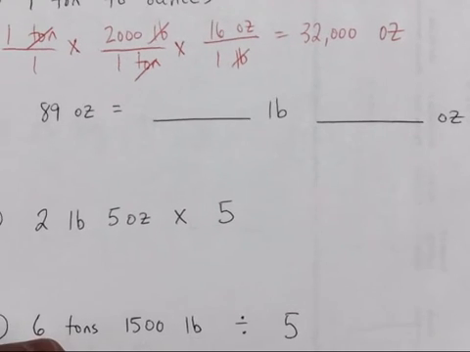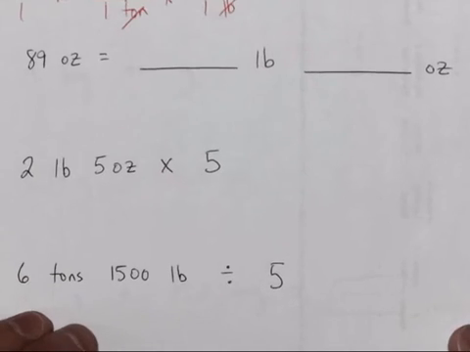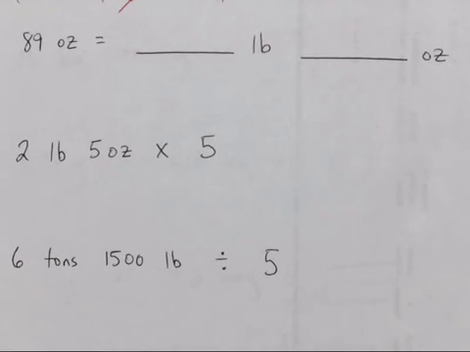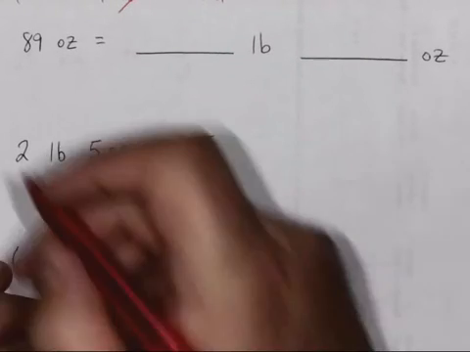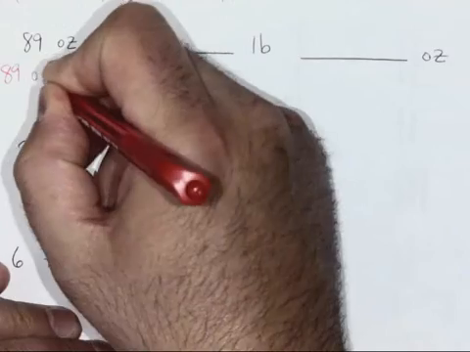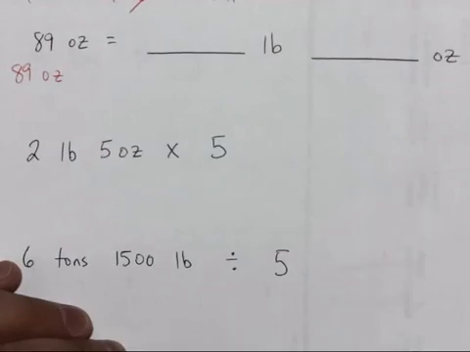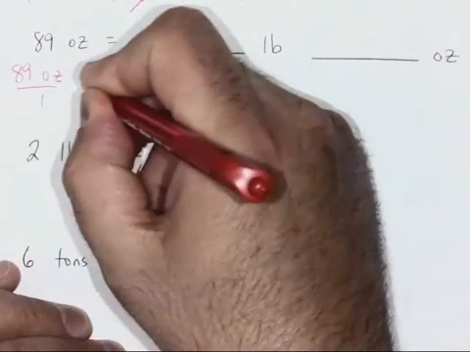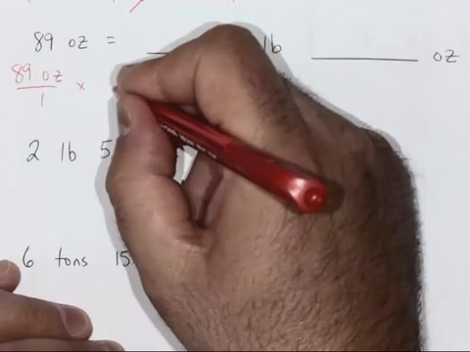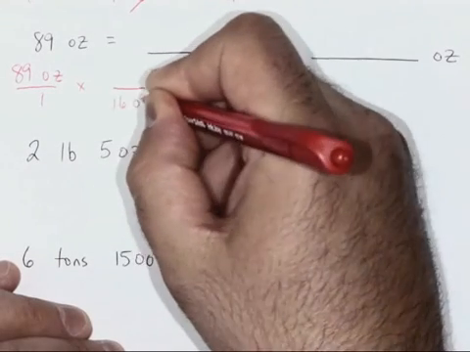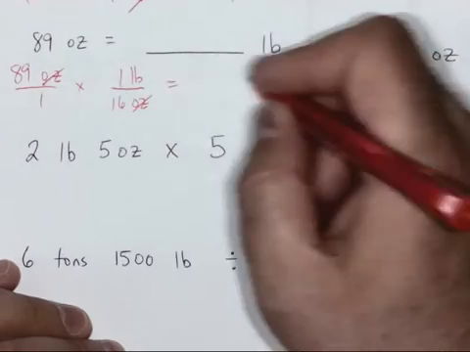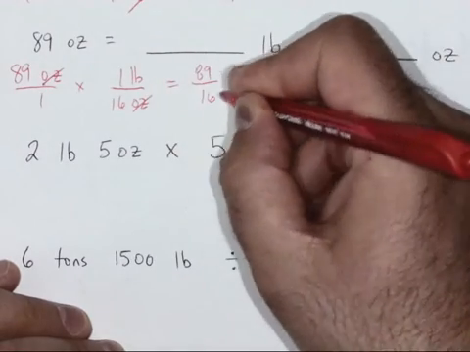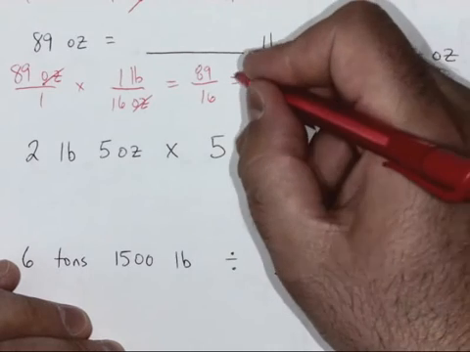Number 3 is similar to what we did with length, where we want an exact answer, so we don't want any decimals. So converting 89 ounces into pounds and ounces that are remaining. We'll once again start with our unit conversion. So 89 ounces. There are 16 ounces in a pound. I'm going to put the ounces on the bottom here so that I'm left with pounds. So I get 89 over 16 pounds.